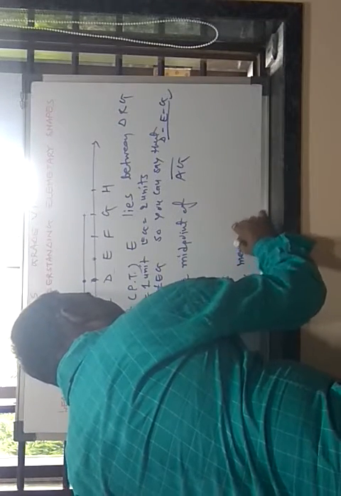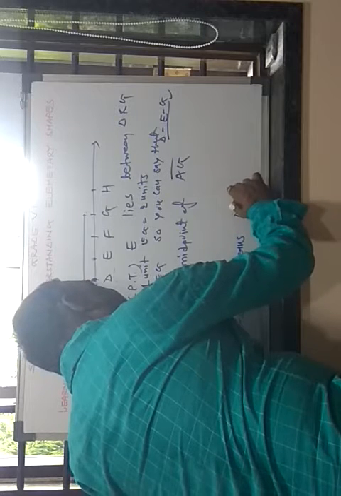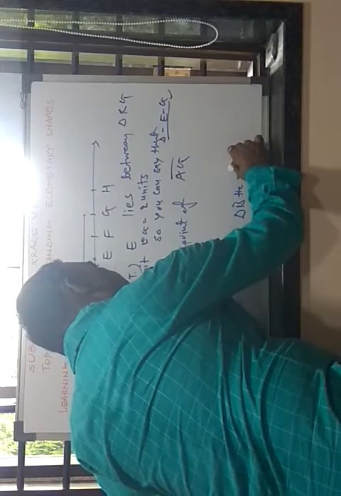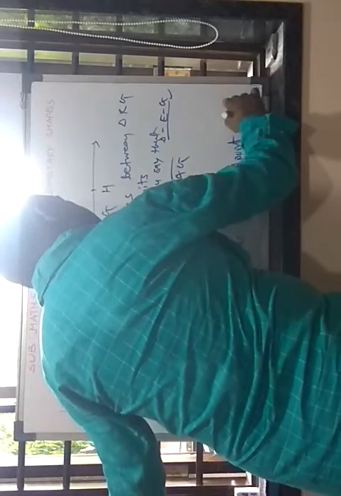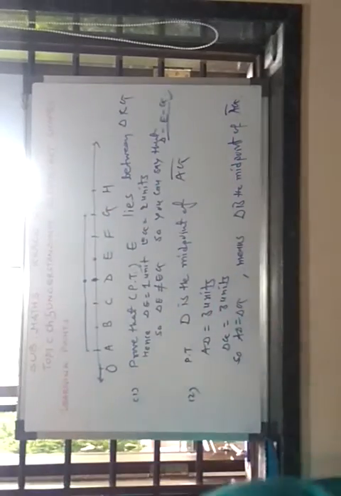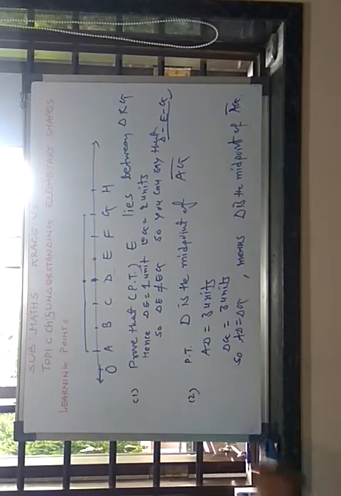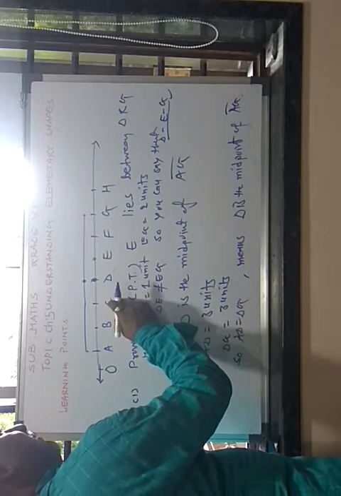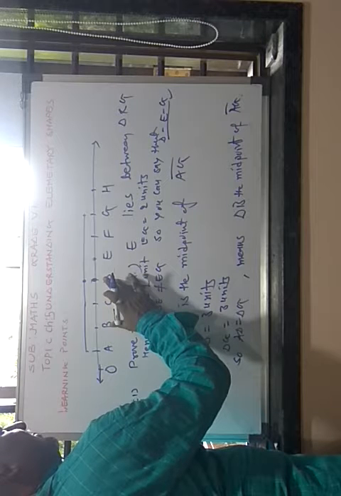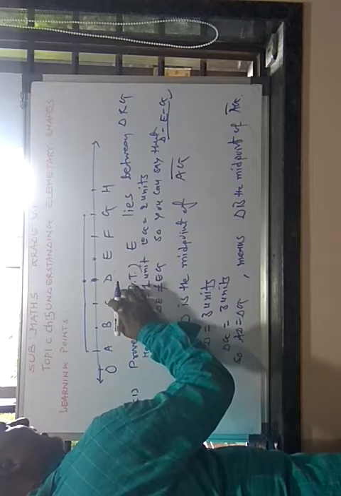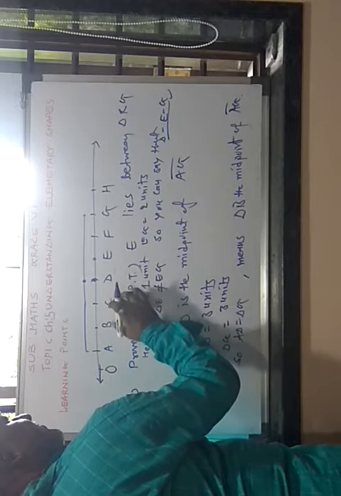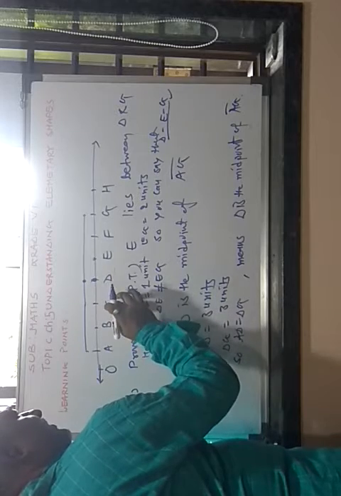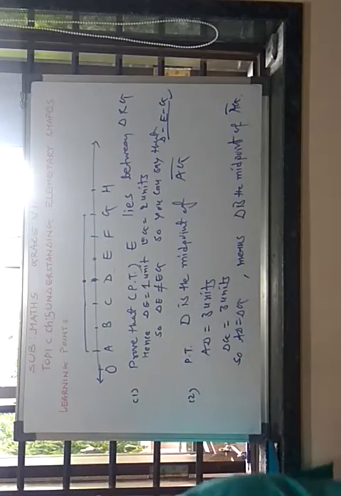means D is the midpoint of line segment AG. Like this way I can ask another question also from this. Whether C is the midpoint of B and D. How you can prove? Now C is the midpoint of B and D means what? BC is equal to 1 unit, CD is equal to 1 unit. Hence BC is equal to CD. So C is the midpoint of B and D.